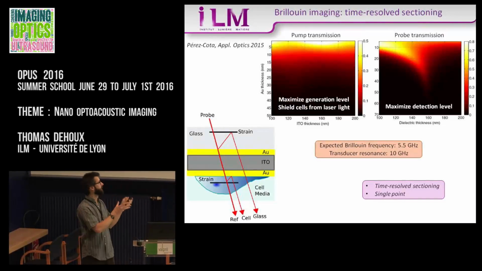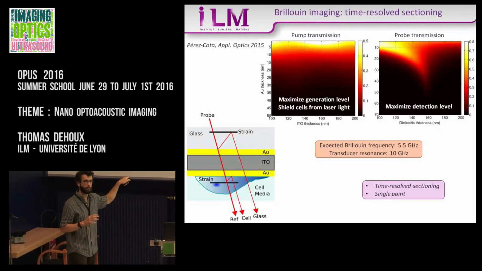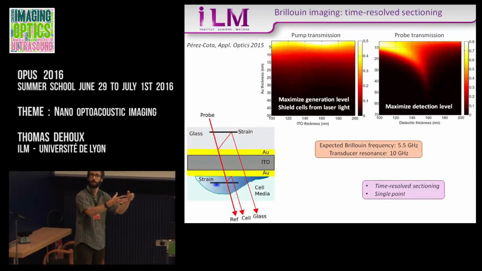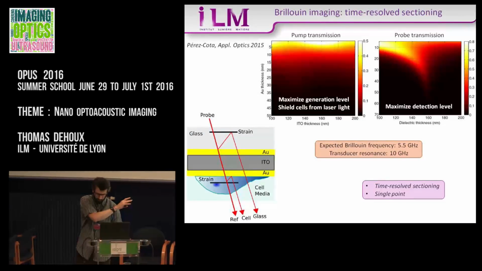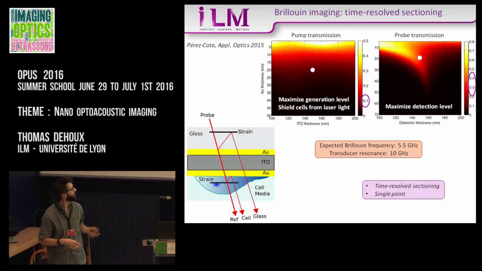So what they did here is to compute the transmission of such a structure as a function of the gold thickness and ITO thickness, and that's the pump transmission, probe transmission. Regarding the pump transmission, you want to be in this region where it is as small as possible, whereas for the probe you want to be here, where the transmission is the highest, until they find a compromise between the two at this location.